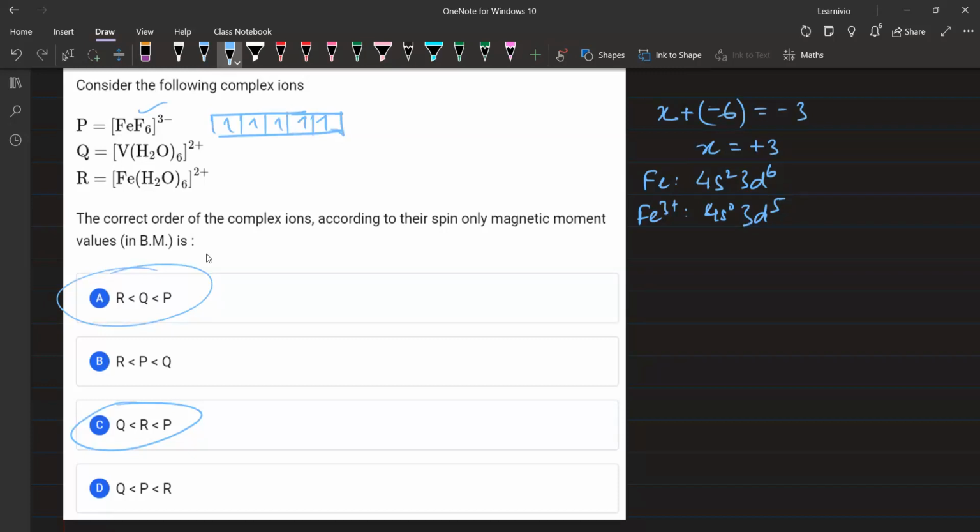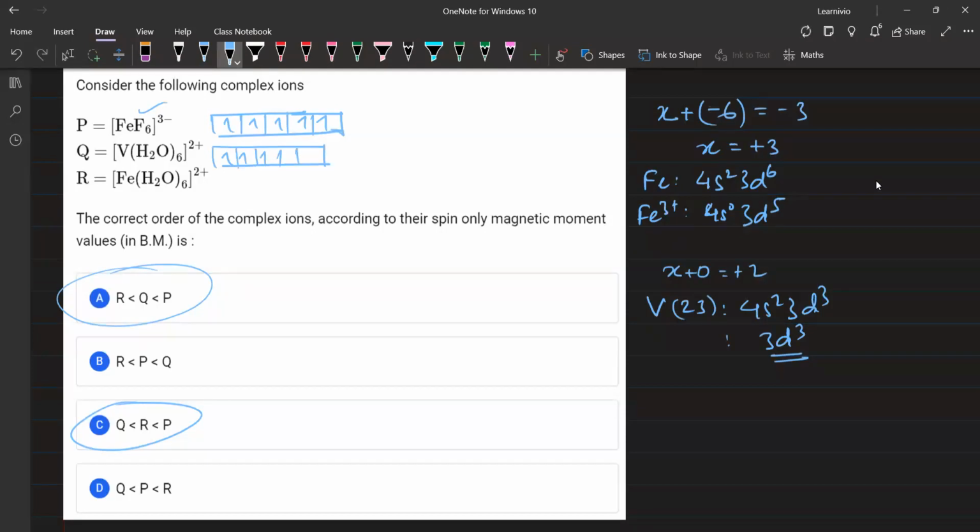अब यहाँ पे आपके पास क्या है? Next you have vanadium H2O6 2 positive. So let us calculate for vanadium also. So vanadium will be X. H2O is what? It is 0. X plus 0 is equal to plus 2. Vanadium atomic number is 23, that means it will be 4s2, 3d3. You remove 2 electrons from 4s, it will be 3d3. In 3d3, that means you will have 3 unpaired electrons because it took 1, 2, and 3. Why? Because pairing starts only after 4, and H2O is a weak field again.